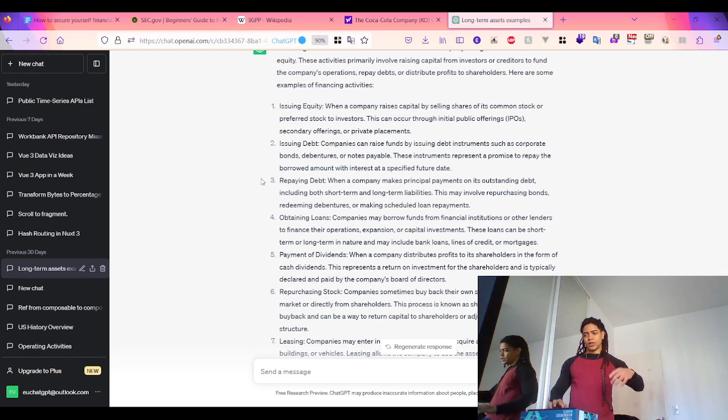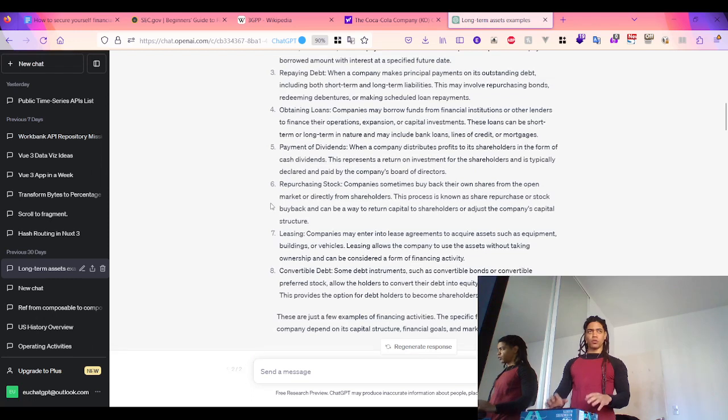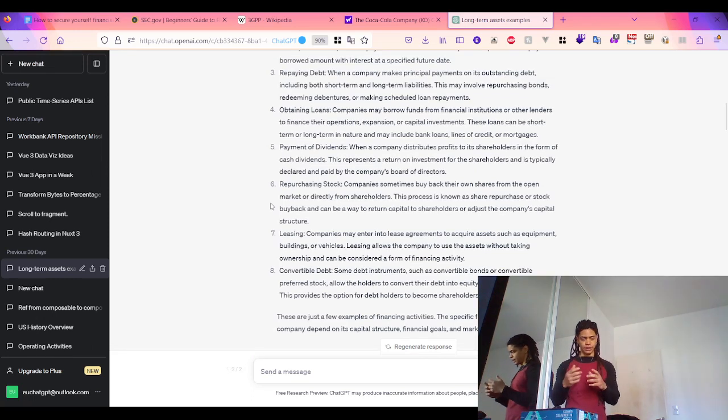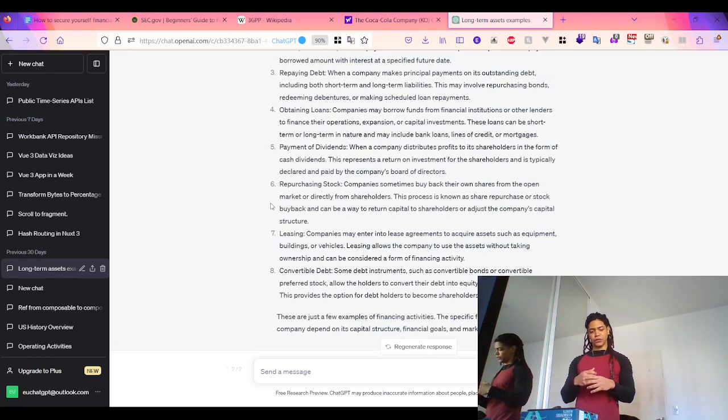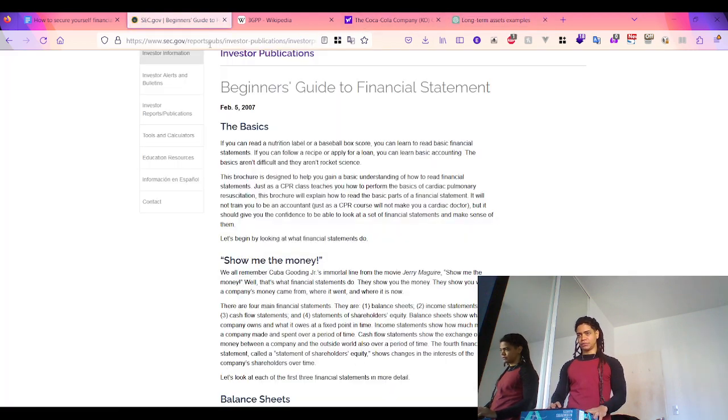Okay, so leasing is when a company enters into a lease agreement to acquire an asset, whether it's a building or equipment, without taking ownership of it. Leasing and convertible debt. So with all of these examples, this section here helps.